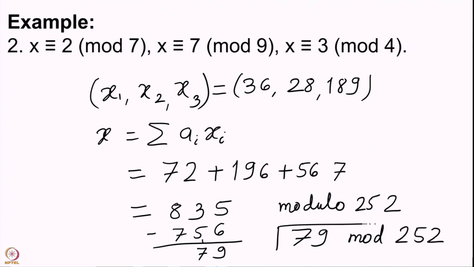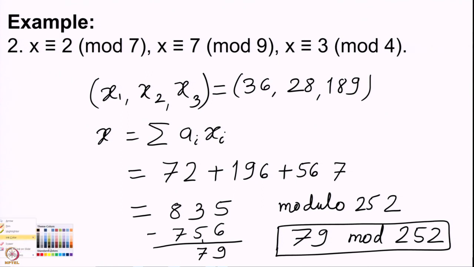252. Let us just verify quickly that 79 is indeed the answer. So, when you go modulo 7 to 79, 11 into 7 are 77 and what we are left with is 2. When you go modulo 9, you will remove 72, what is left is 7, and when you go modulo 4, of course 76 are removed and what is left is 3. So, we have successfully applied the Chinese remainder theorem to solve this system of linear congruences.